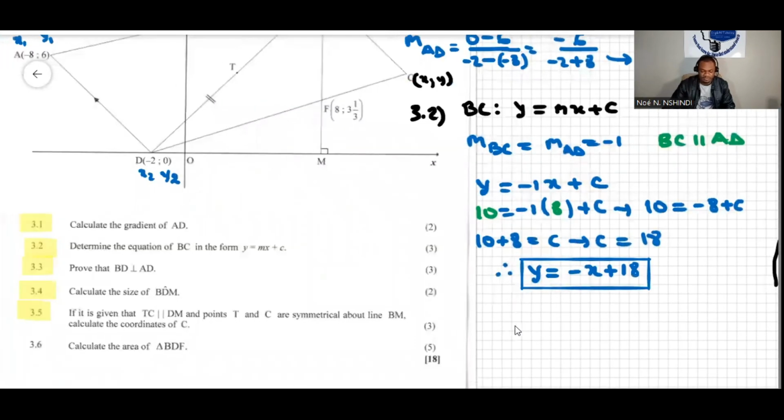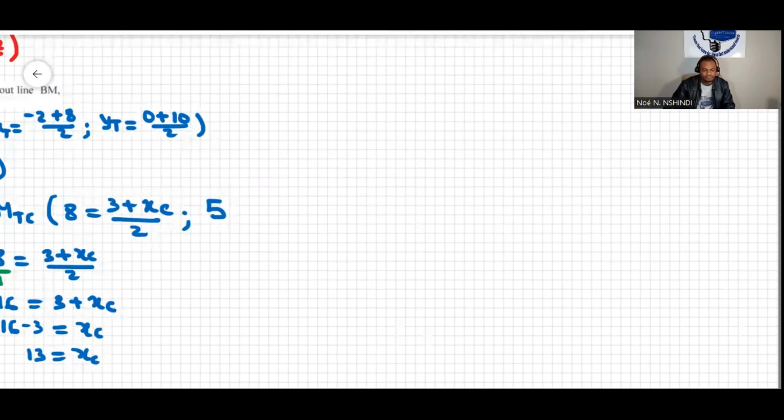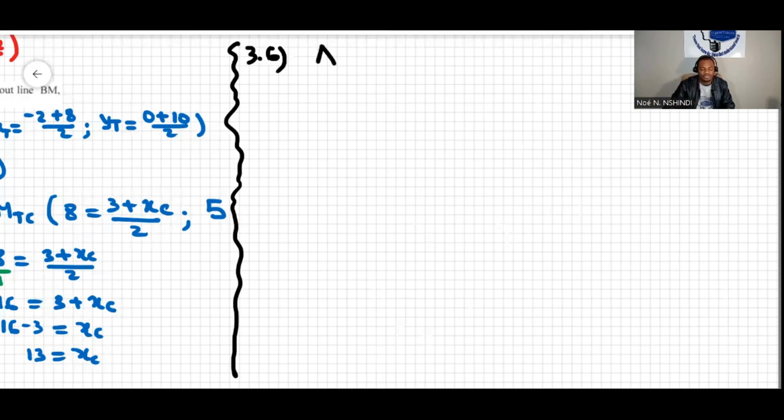Question 3.6. The question says, calculate the area of the triangle BDF. Okay, I think I'm going to move my board again this way. Question 3.6. What they say, we want the area of the triangle BDF. All right, let's first redraw the diagram over here.